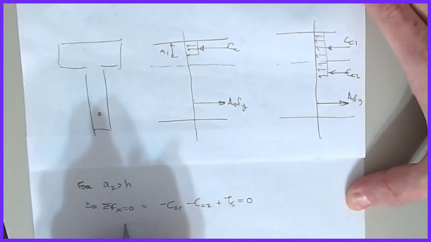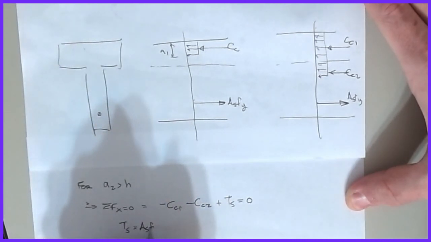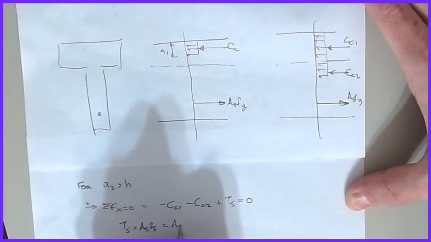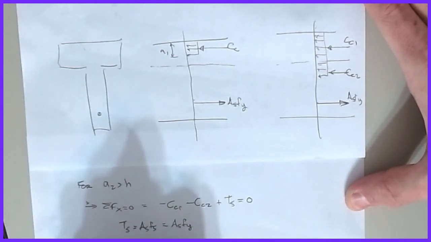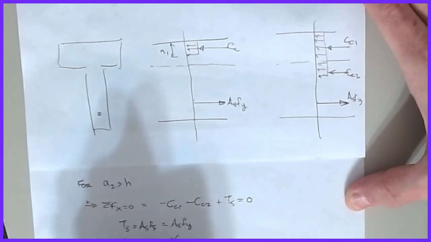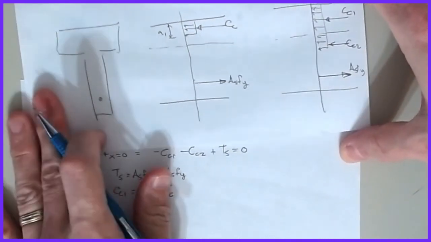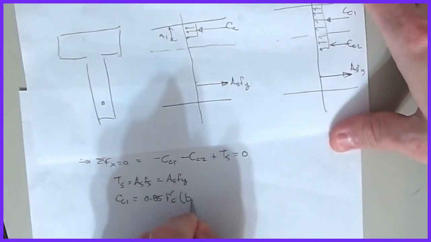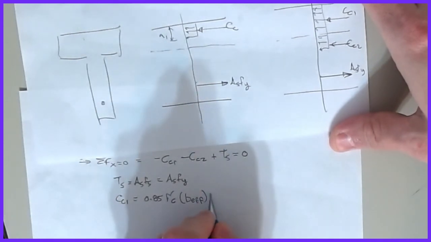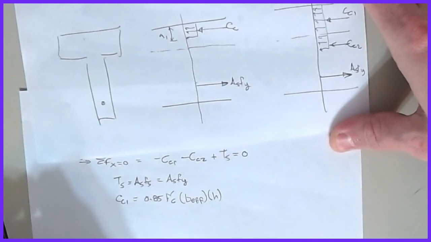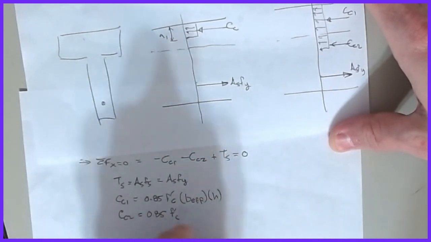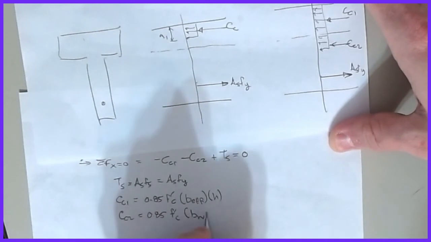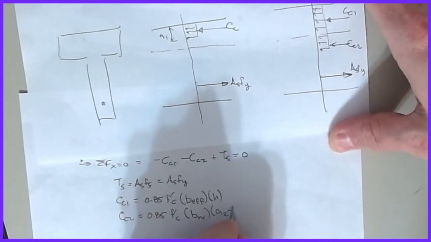And we know that TS is AS FS, which hopefully is AS FY for ductility. We know that CC1 is 0.85 F prime C times that B effective, the width of the slab that you're using, multiplied by the thickness of the slab, right? That's the full compressive force that can develop in the slab. And then CC2 is 0.85 F prime C times the stem width, BW, and then that's multiplied by A2 minus H.